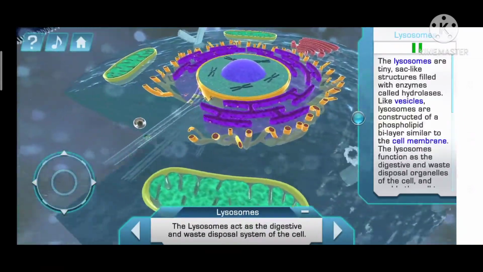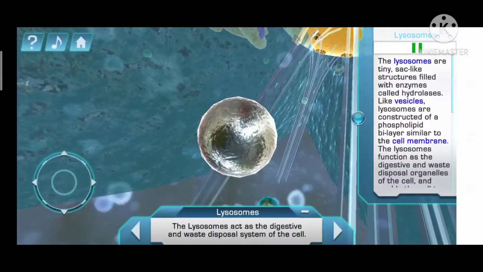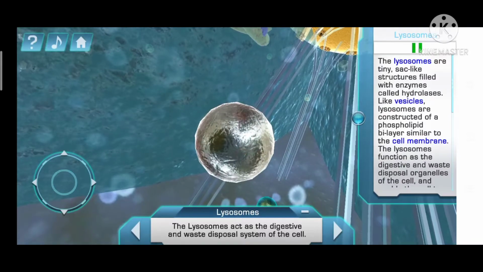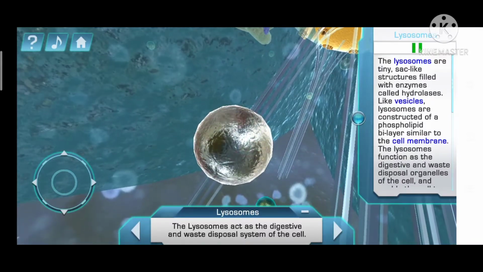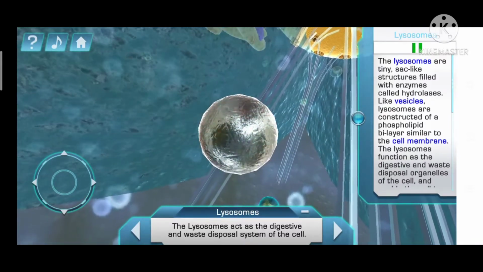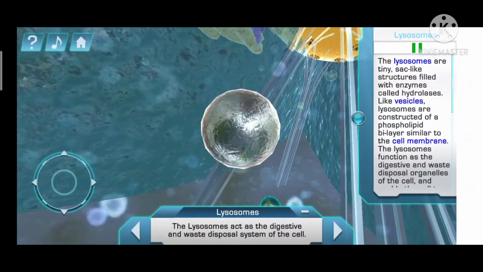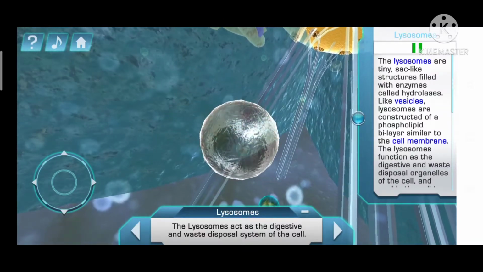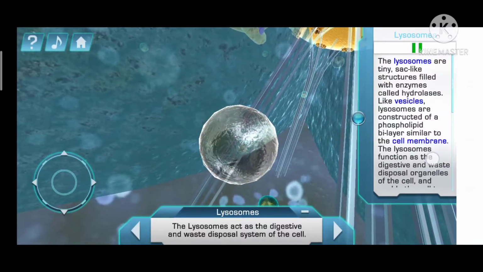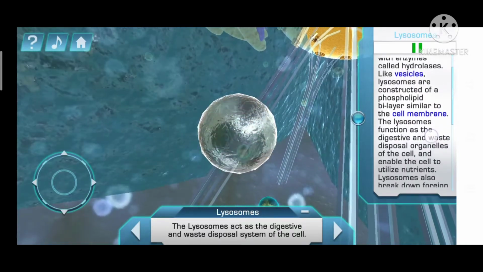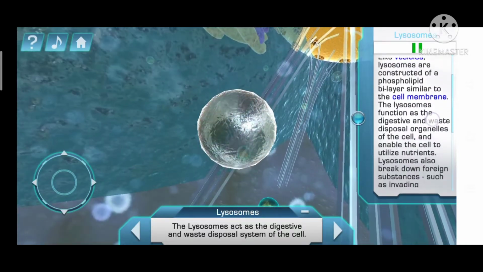The lysosomes are tiny sac-like structures filled with enzymes called hydrolases. Like vesicles, lysosomes are constructed of a phospholipid bilayer similar to the cell membrane. The lysosomes function as the digestive and waste disposal organelles of the cell and enable the cell to utilize nutrients.